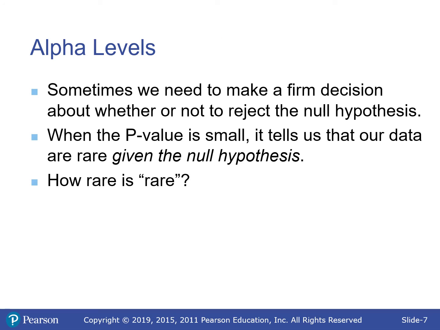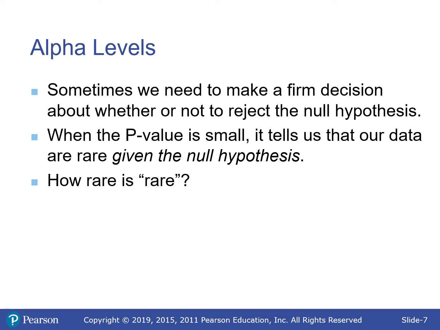Sometimes we need to make an actual decision, like we need a baseline about whether to reject it or not. And so when the p-value is small, it tells us our data is rare given the null hypothesis, but how rare is rare? For that, we use an alpha level, or a level of significance. So making a firm decision is one of those things that is kind of wishy-washy. Like there's no line that's cut and dry where it's significant or not significant. We're going to see that a lot of times we use 0.05.